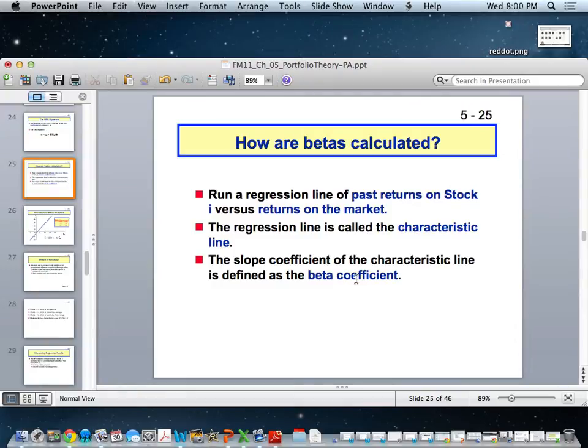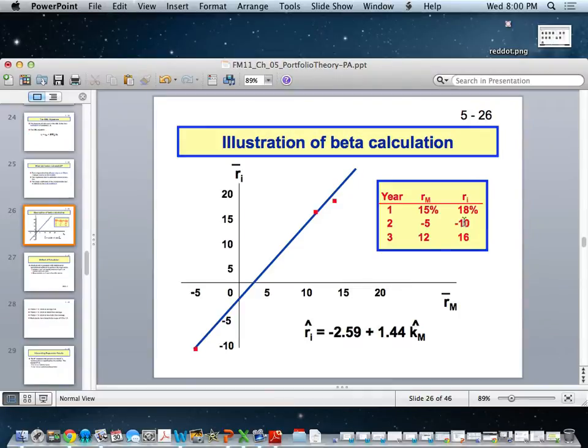How are betas calculated? We know all that. Run a regression of past returns on stock i versus returns on the market, and the slope coefficient is the beta coefficient. You've actually done this. Here's your RM, which is your X variable. Remember, sometimes you make a mistake. Not you, but the market is not the dependent variable. The market is the independent variable. It's the one which drives. The market is the ocean. You are the boat, a small boat or a big boat. Your flotation and your speed and your pitch and your roll is going to be a function of what is happening in the ocean.